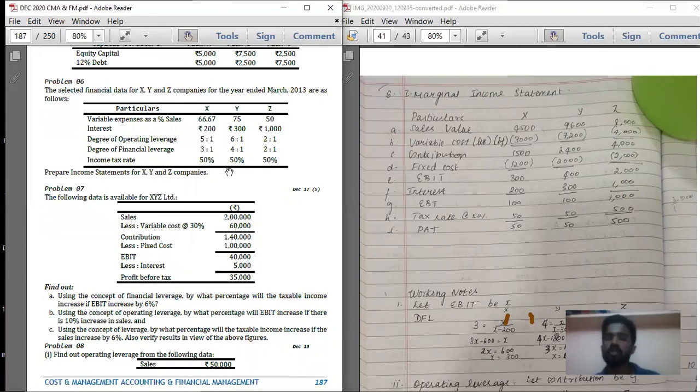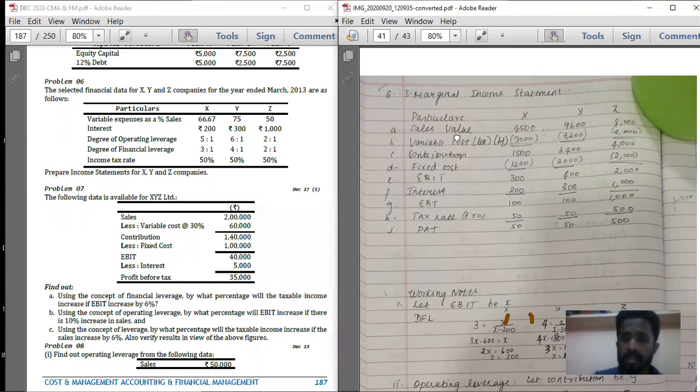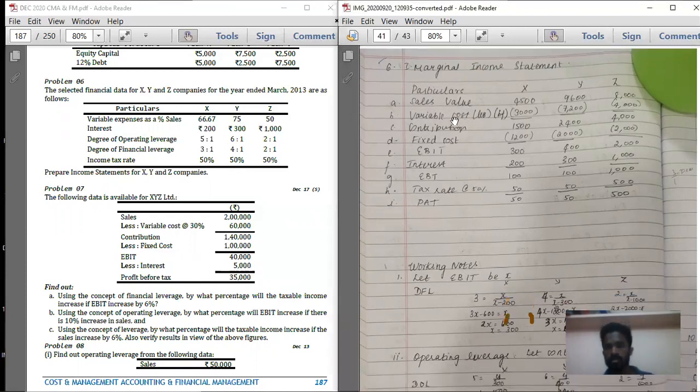Now, move on to notes. Problem number 6. Statement number 1, marginal income statement. Below that, draw a 4 columnar table: first column particulars, second column X, third column Y, and last column Z.